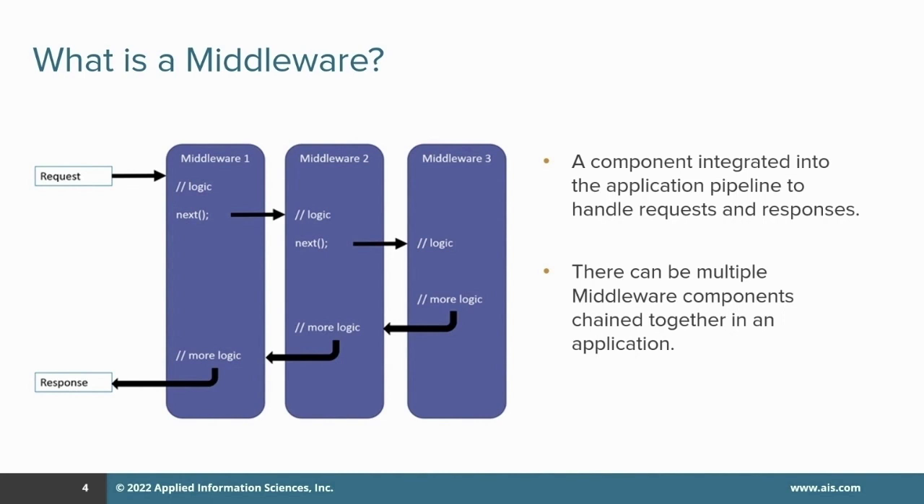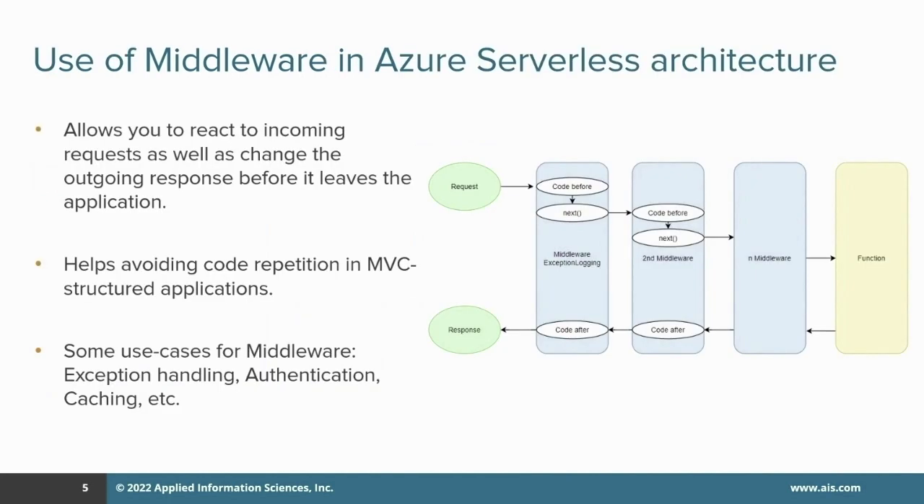Now, there might be an obvious question in your mind: what is the use of middleware in Azure serverless architecture? If we talk about Azure Functions, the use of middleware will allow you to react to incoming requests, but also to change the outgoing response before they leave your function app. Middleware also helps avoid code repetition in MVC structured applications.